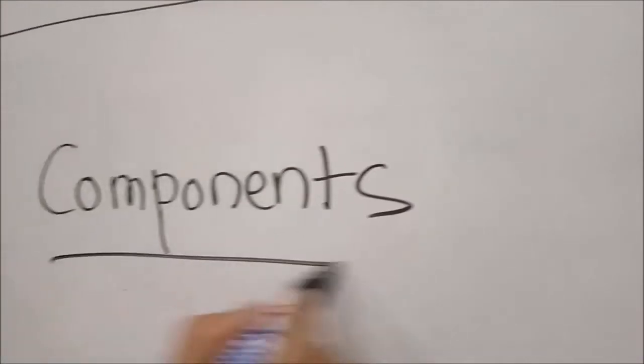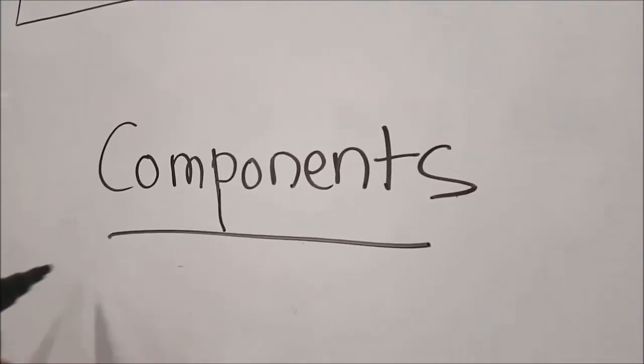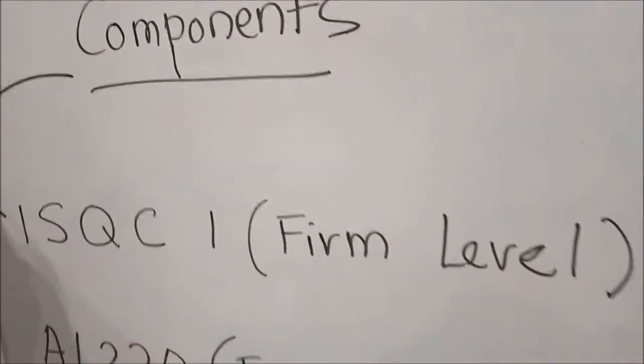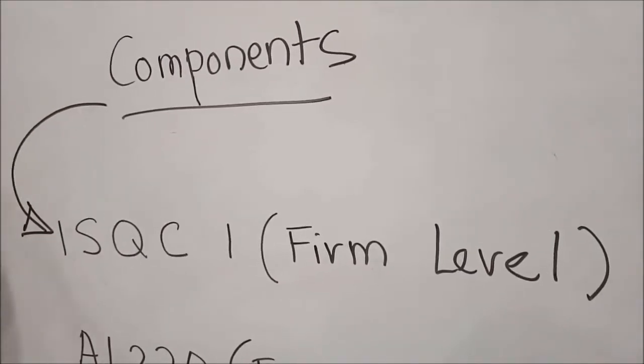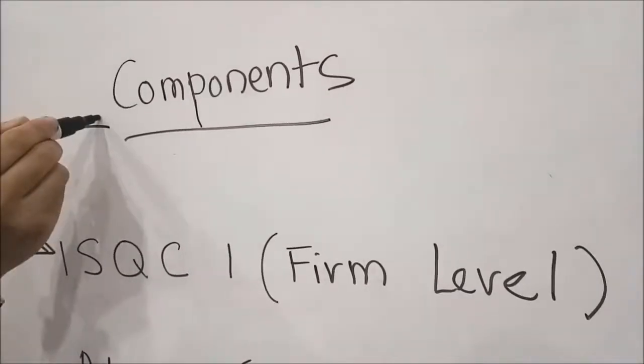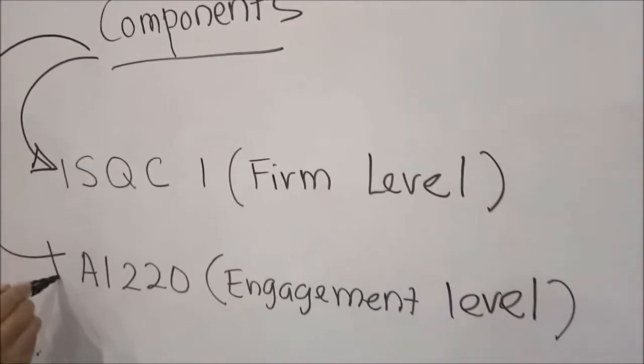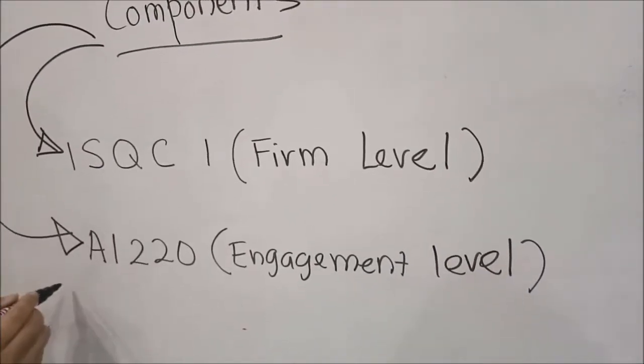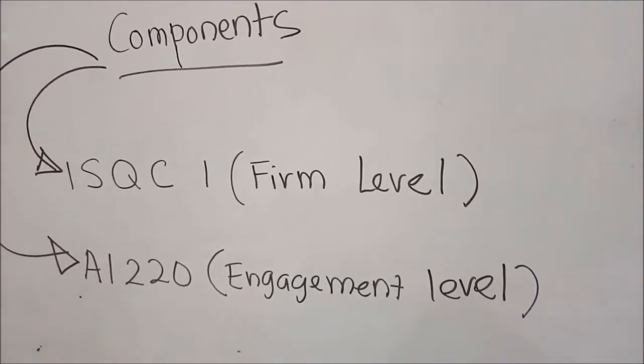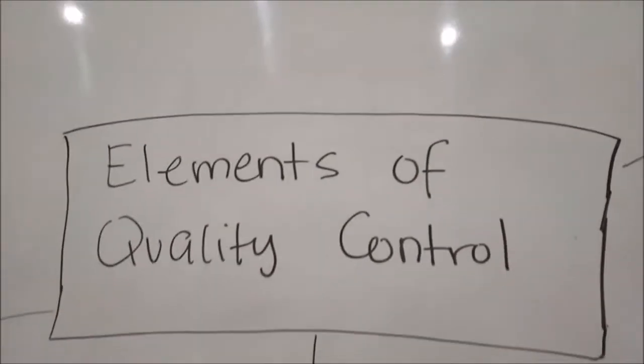There are two components of quality control. First is ISQC 1, which is International Standard on Quality Control, and number two is ISA 220, which is Quality Control for Audit Work. There are 6 elements of quality control.